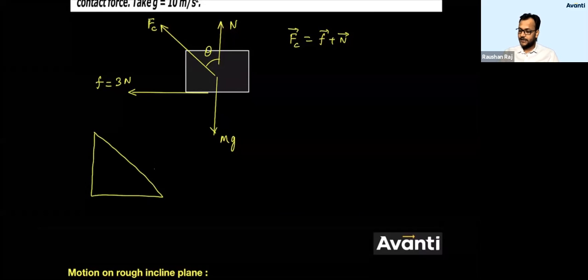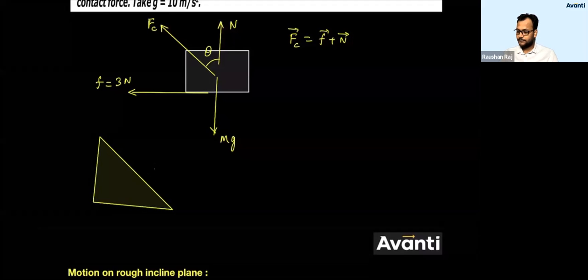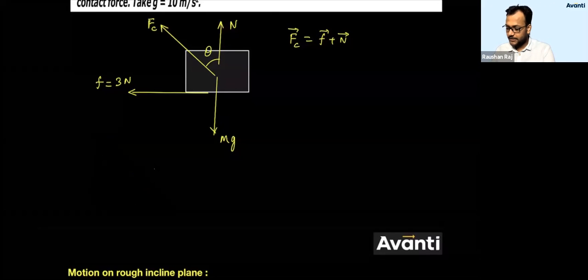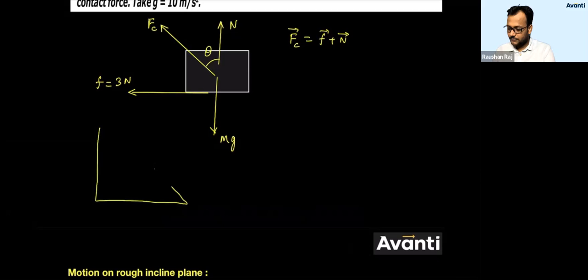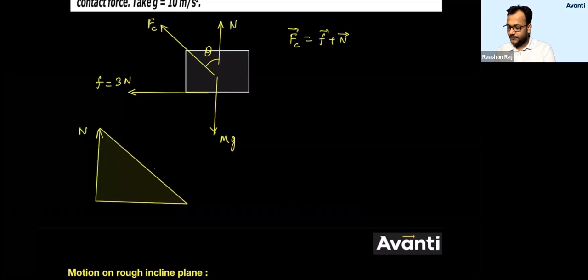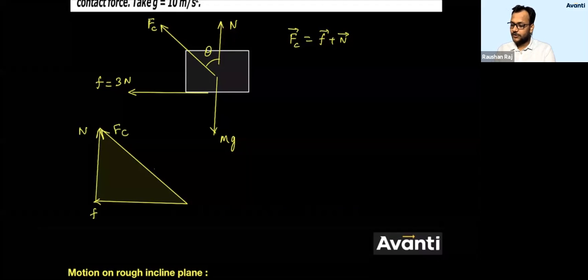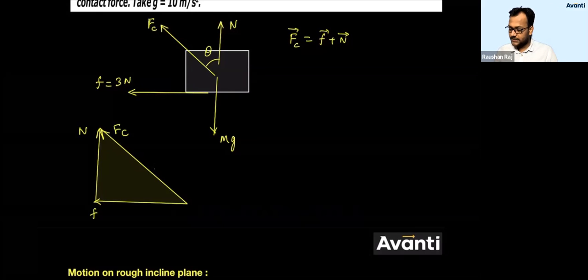If I draw a right angle triangle here, I should get a diagram like this. Wait a minute, एक right angle triangle बना दो मेरे को. Yeah. So this is the normal or the vertical. This is friction, and this is FC. I'm drawing these three forces separately. So we need to find what is this angle.